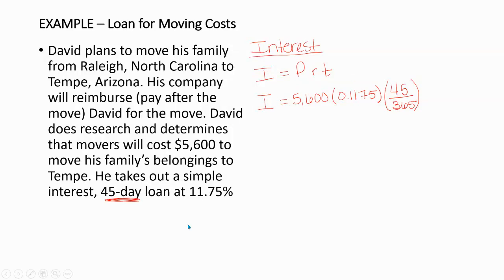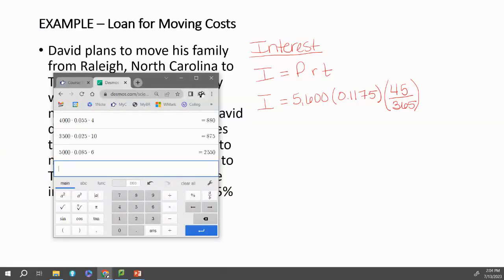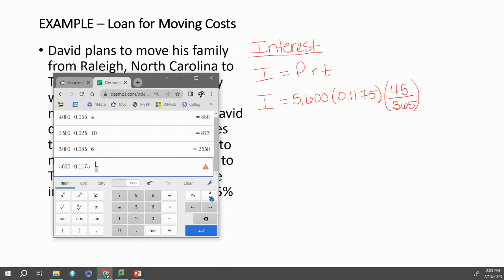And this is where this fancy little Desmos scientific calculator comes in handy, because it lets us be a little bit more fluid with our calculations. So we have $5,600 that we're borrowing, and we're going to multiply that by our interest rate. Everything's the same as what we've done so far. And here is where it's going to change a little bit, because the next thing I need to multiply by is a fraction. So use the fraction button over here on the right-hand side of the screen.